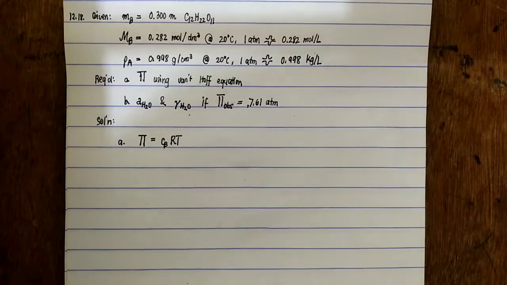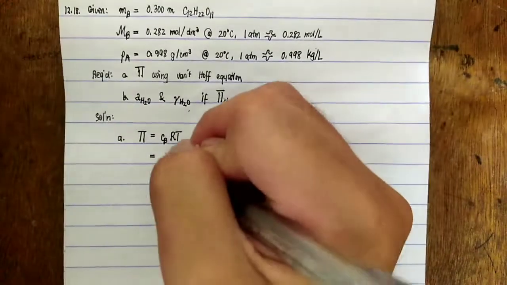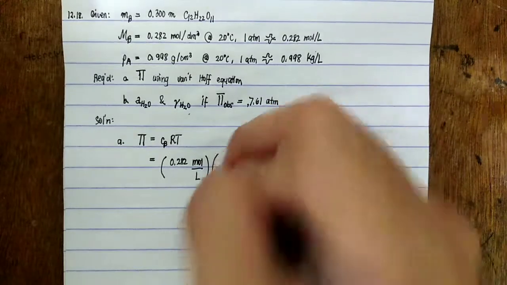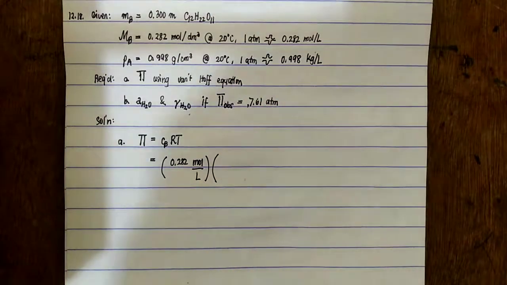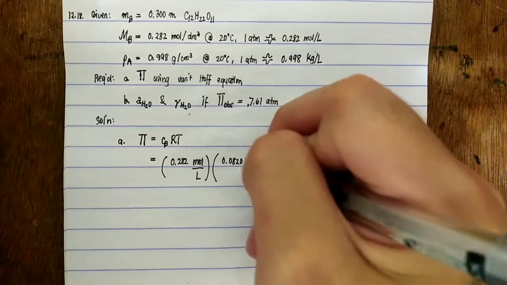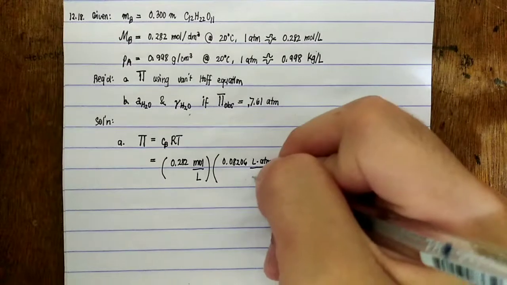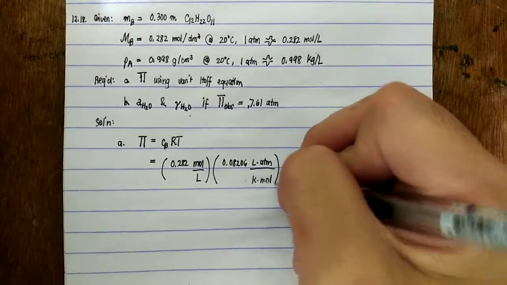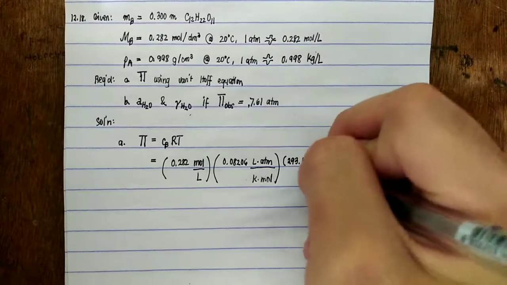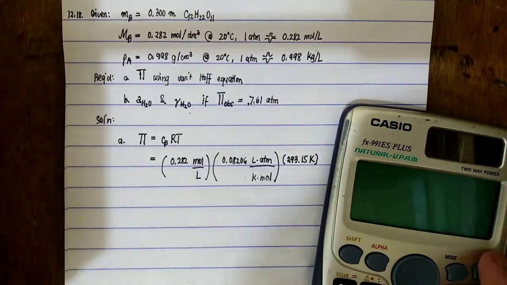Now, going back to letter A, we now input the values. C_B is the molarity of our sucrose solution. That's 0.282 moles per liter times the universal gas constant. For this one, since our volume is in the unit of liter, we might be tempted to use this value of our R, and we should be correct. The unit here is liter atm per K mole times the temperature, which is 20 degrees, or that is now equal to 293.15 Kelvin.